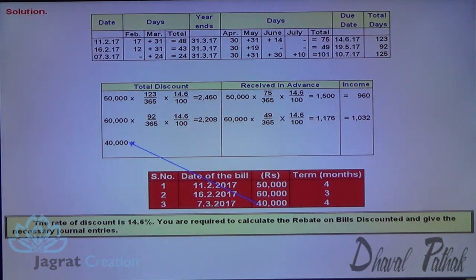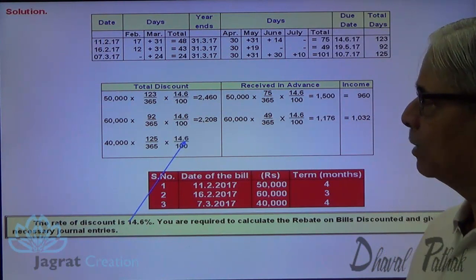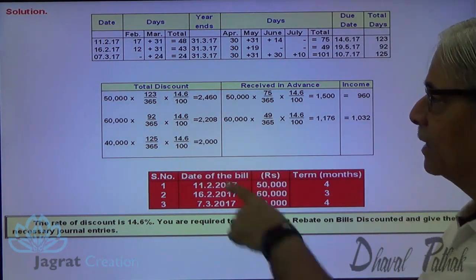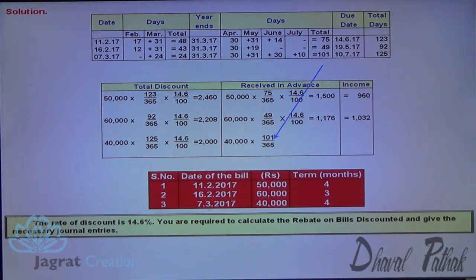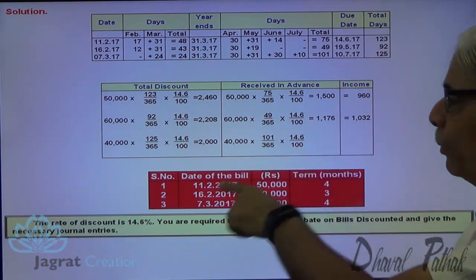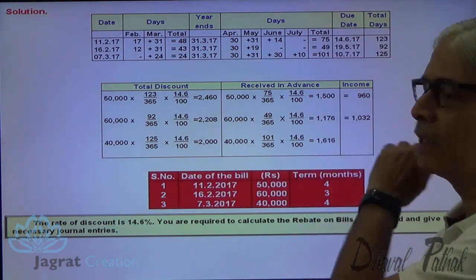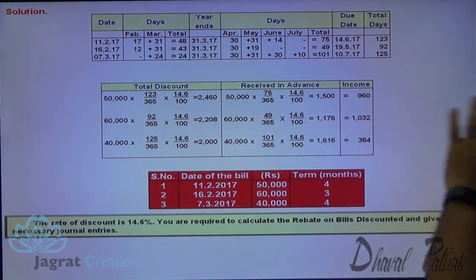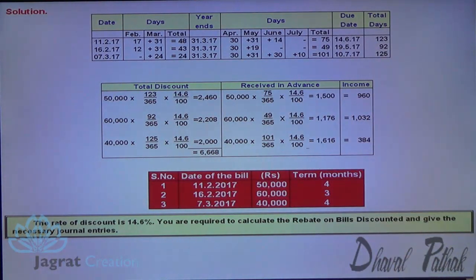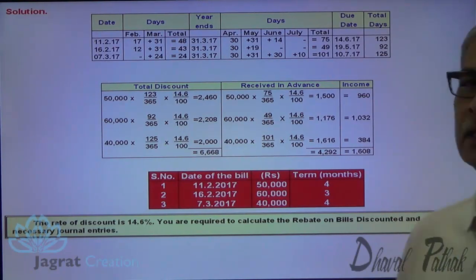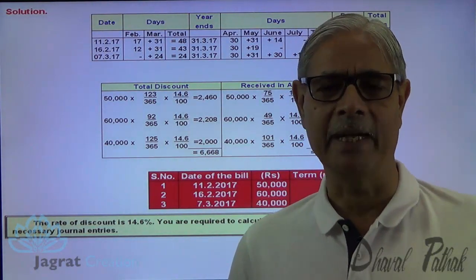Now look at the third bill. In the same way, 40,000 into 125 upon 365, 14.6 divided by 100, this is the total discount. Out of that, 101 days discount is received in advance. At 14.6%, that works out to be 1,660. So 2,000 minus 1,660 is the discount income for the current year. Now let me find out the total: this is the total discount received, this is the discount received in advance, and this is the income for the current year. I have gone for a detailed calculation for explaining purposes.